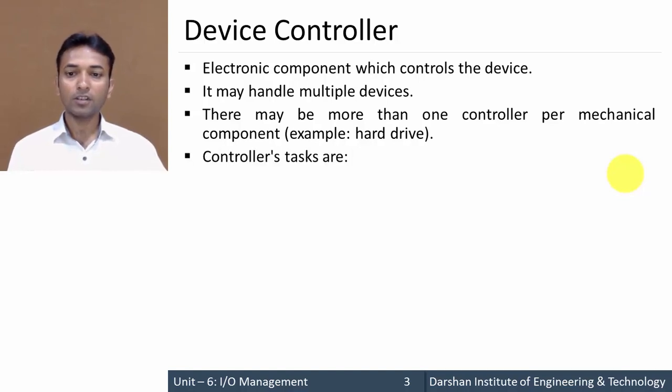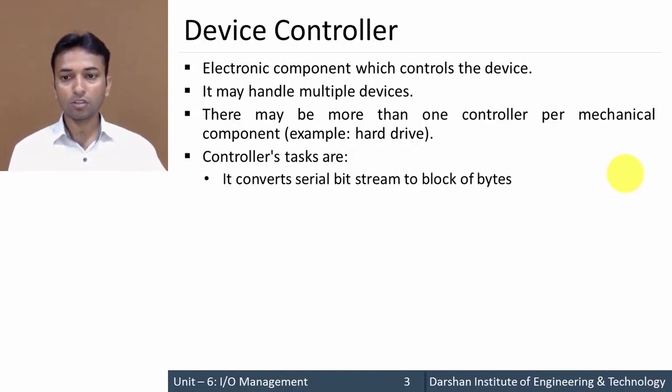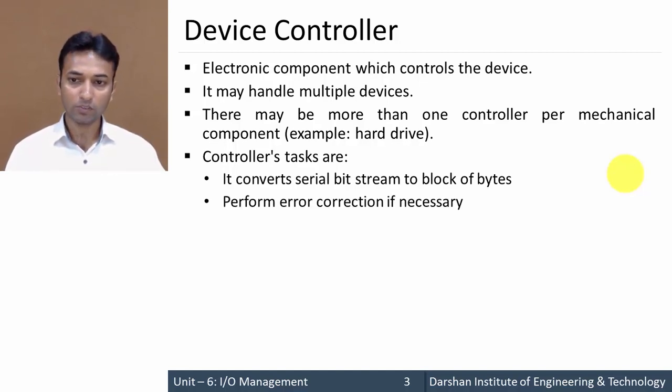Now, what are the different tasks of controllers? First one is it converts your serial bit stream into the block of bytes. Means whatever the data that is there in this device is in the form of bits, or we can say serial of bits. So this device controller will convert the serial bit stream into the block of bytes by combining these bits. Second one is it performs error correction if necessary. If there is an error, then it performs the error correction if it is required.